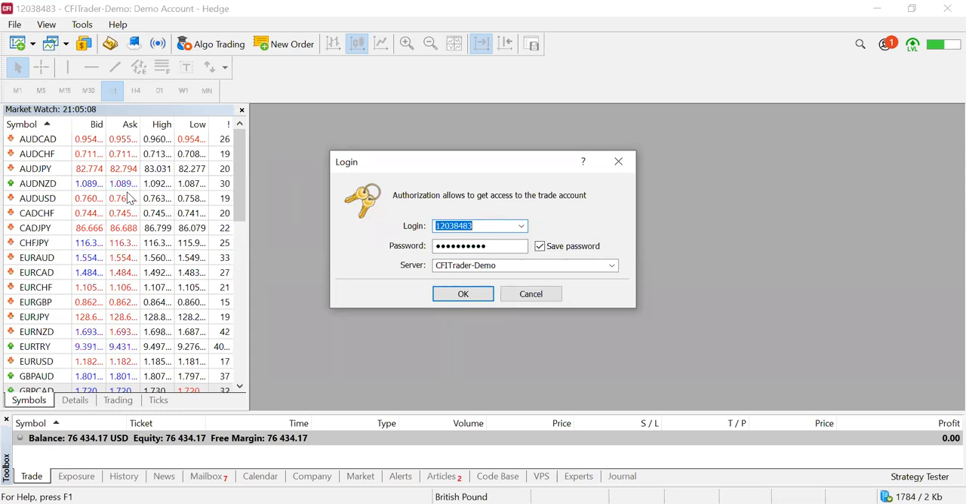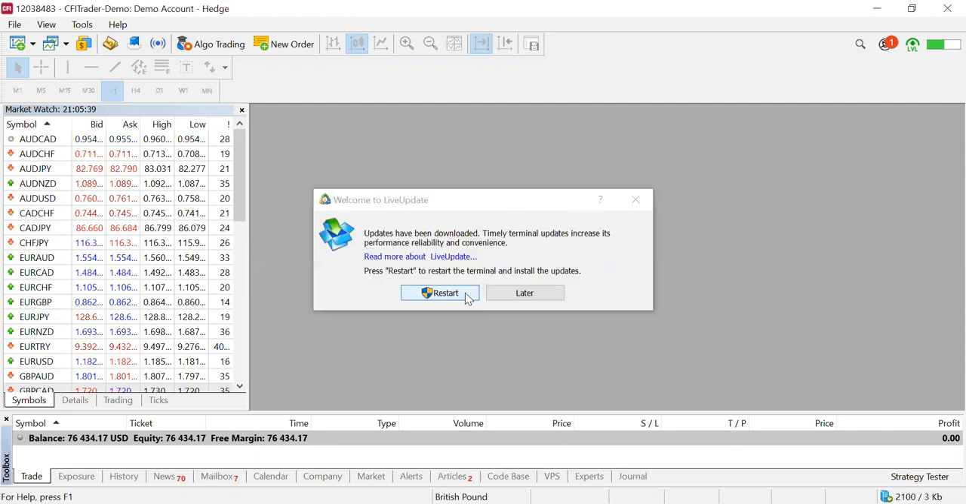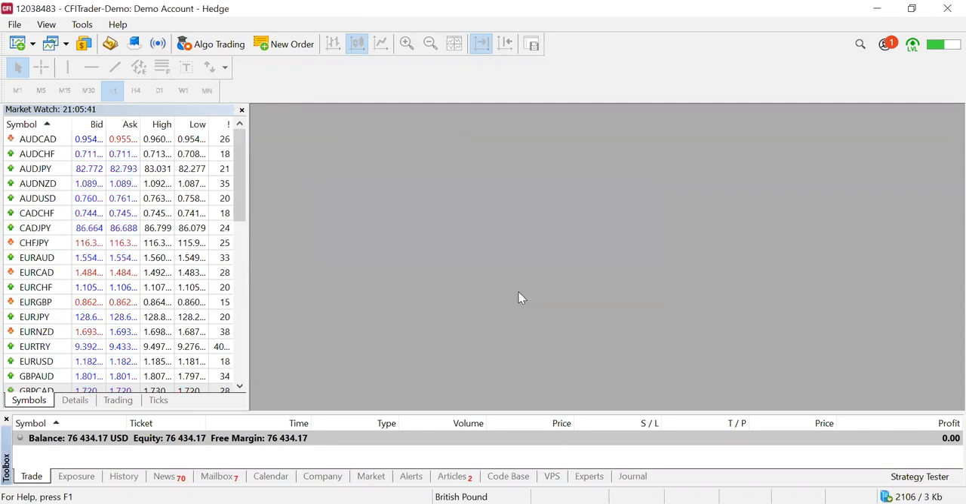And then you have the server. With the server, you have to be a bit careful, especially if you have a demo account and a live account, because, as you can see here, it says CFI Trader Demo. If this login number is, let's say, for a live account, you won't be able to log in. So just make sure you use the right login number and also the right server. Once you fill that in, just click OK, and you will be logged in to the platform.